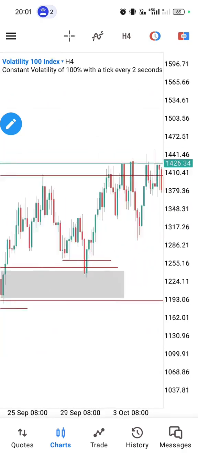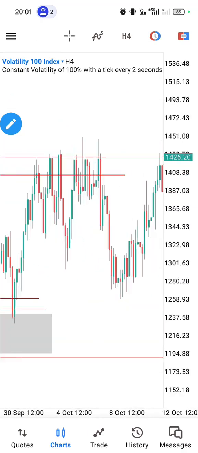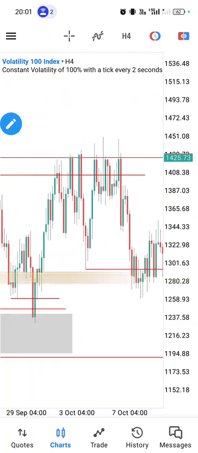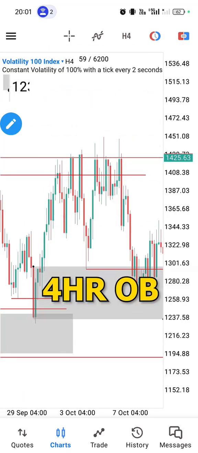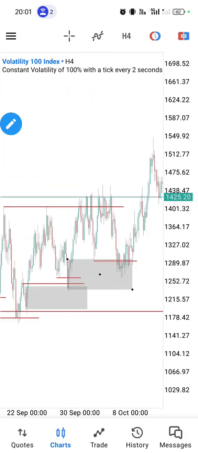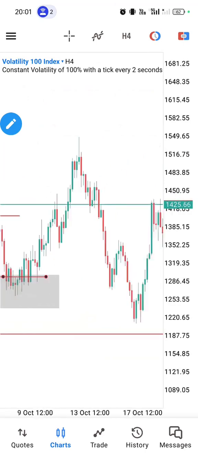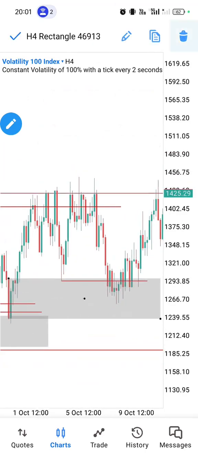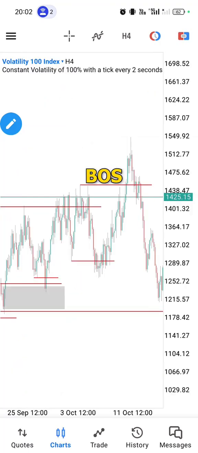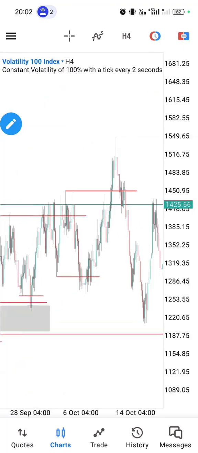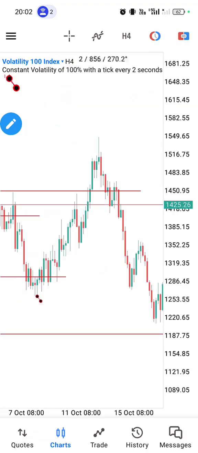Then it continued to shoot up to give us again a BOS. Then when it returned back, it gave us another stop hunt while it hit the 4-hour order block. So you can see there was a bullish institutional order flow. Price continued to move up, and by the reaction of price it continued to shoot up to break structure above that high, and then it returned back down.